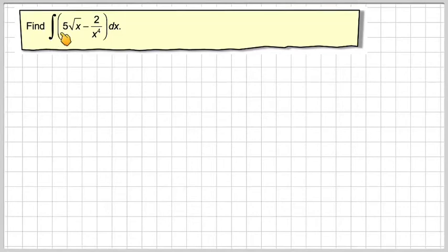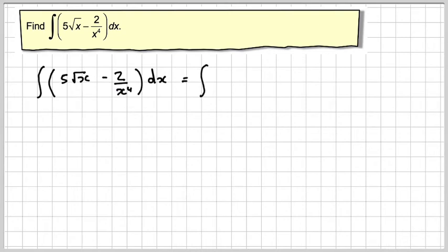Find the integral of 5 root x minus 2 over x to the 4 dx. Well, when you got a question like this, first of all, you need to rewrite these. So this will be 5x to the half, and this will be minus 2x to the minus 4, using the rules of indices. So you do need to know your rules of indices.